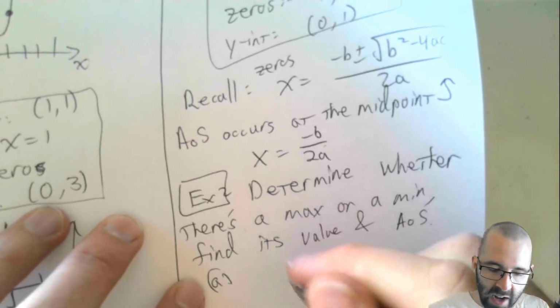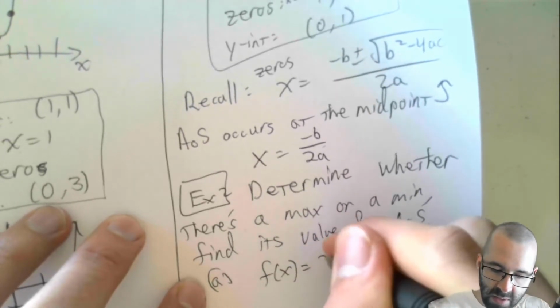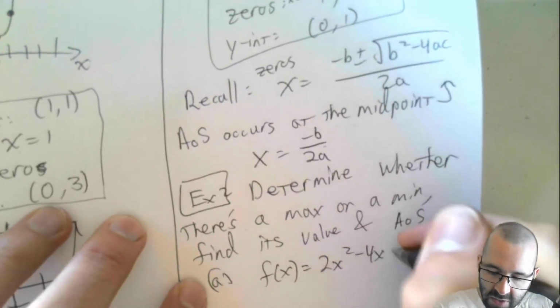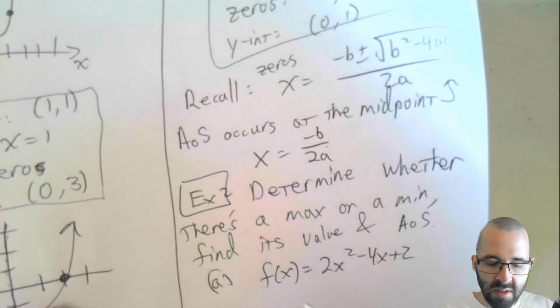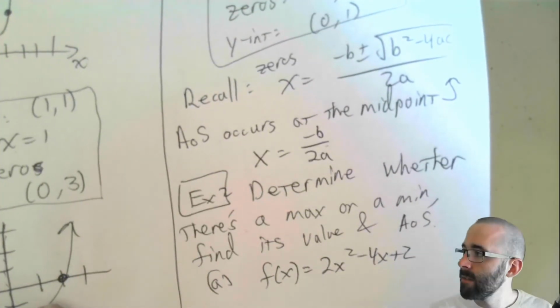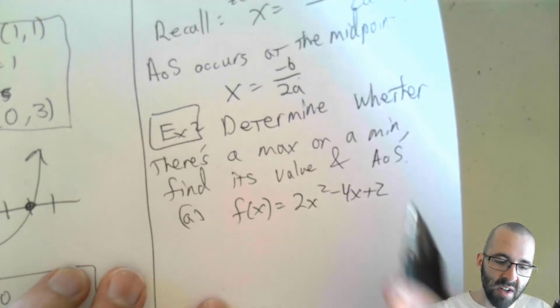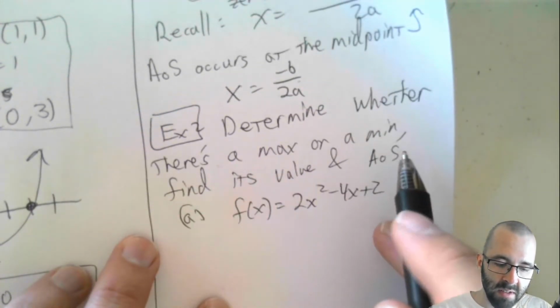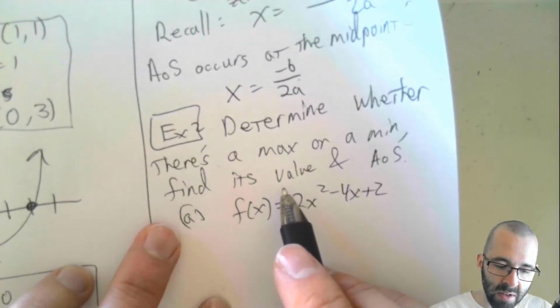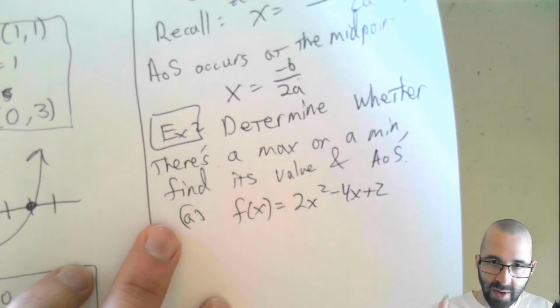Okay. Part A is going to be f of x equal to 2x squared minus 4x plus 2. That's a side note. This is number 24 from your homework. So first off, whether there's a max or a min, we also have to find the value and the axis of symmetry. We have to find 3 things.